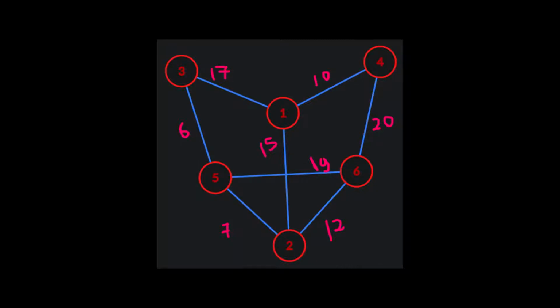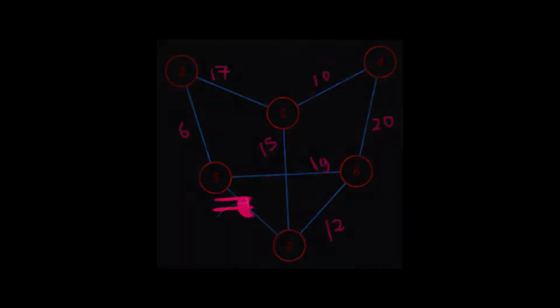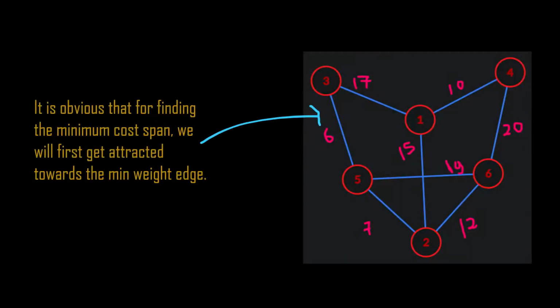So here is a graph with the weighted edges as shown. We have the weight of the edge 3,5 as 6, and the weight of the edge 3,1 as 17, weight of the edge 1,4 as 10, and so on. Now, to get the minimum costing span, we will get attracted towards the edge with minimum weight for obvious reasons. So let's focus on this edge, which is basically the edge 3,5, which has the minimum weight out of all these edges, and it has length 6, weight 6.